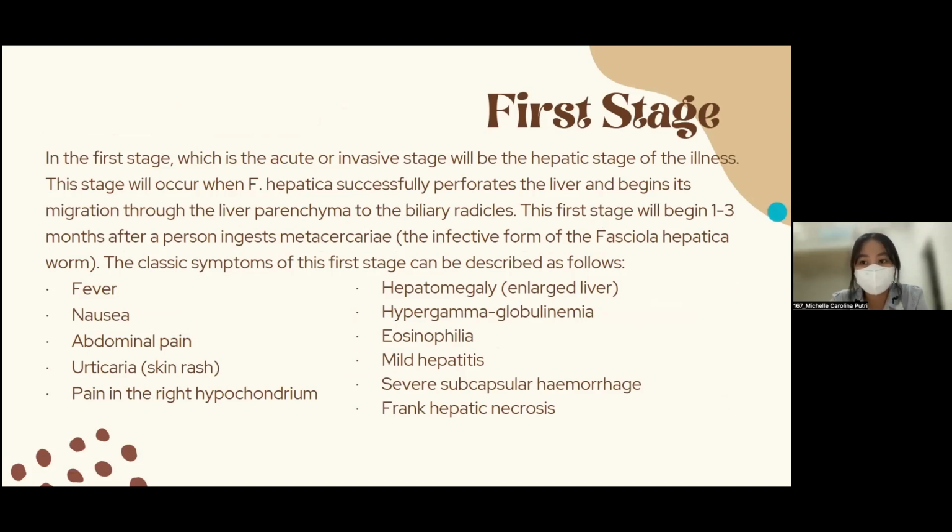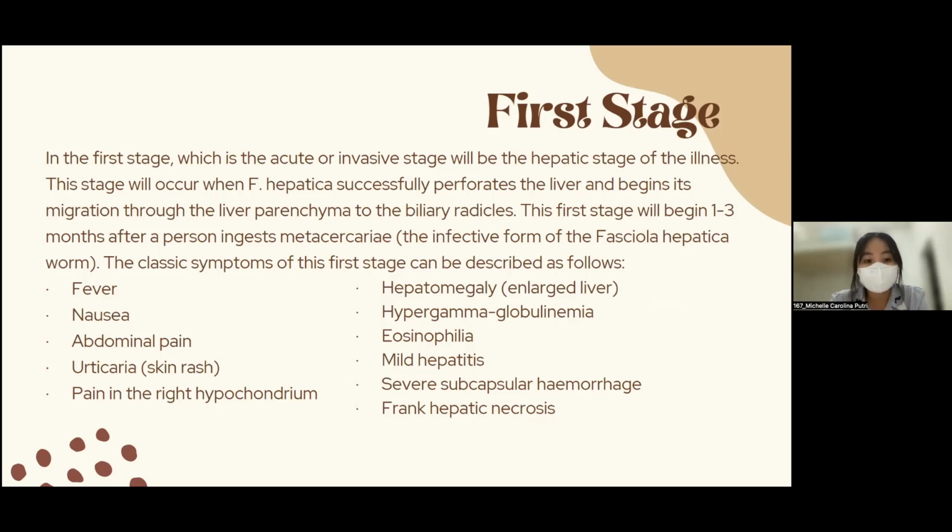Someone who has been declared infected with Fasciola hepatica will experience two different stages. Each stage has quite different symptoms. The first stage, which is the acute or invasive stage, is the hepatic stage of the illness. The classic symptoms of this first stage can be described as follows: fever, nausea, abdominal pain, urticaria, pain in the right hypochondrium, hepatomegaly, hypergammaglobulinemia, eosinophilia, mild hepatitis, severe subcapsular hemorrhage, and frank hepatic necrosis.